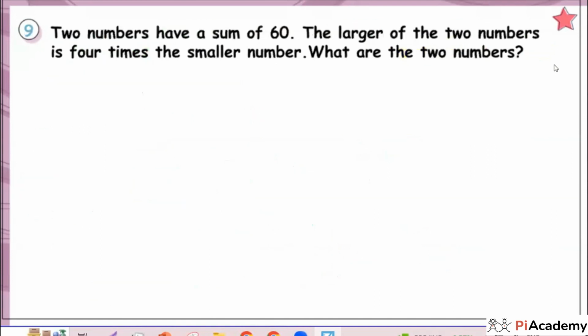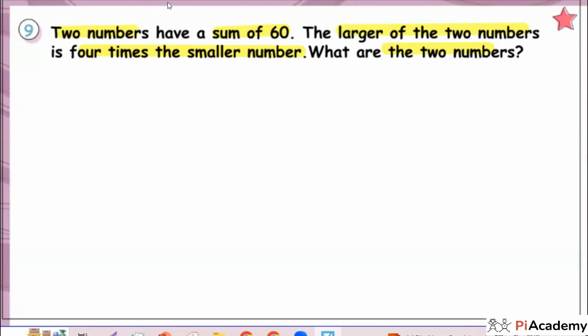Yes, please everyone solve this. And okay, I'm selecting one person who can read this. Yes, Apsira, please read this. Two numbers have a sum of 60. The larger of the two numbers is 4 times the smaller number. What are the two numbers? Okay, so please everyone solve this. You have 2 or 3 minutes to solve this question, okay? Okay, everyone, I think enough time has been provided. Let's start solving this question, okay?